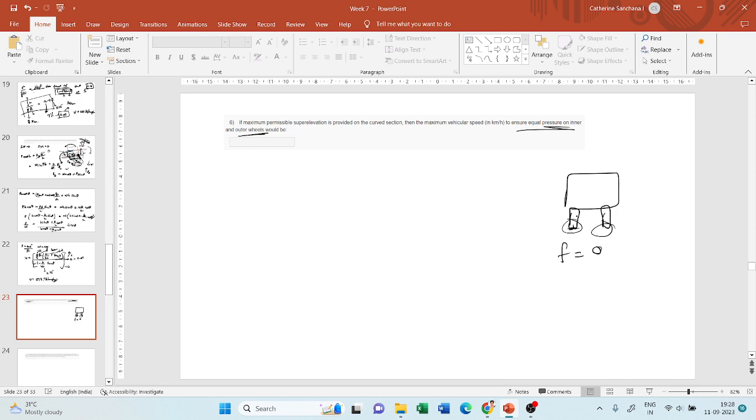So if you substitute for f as 0, then the equation will become, just a second.